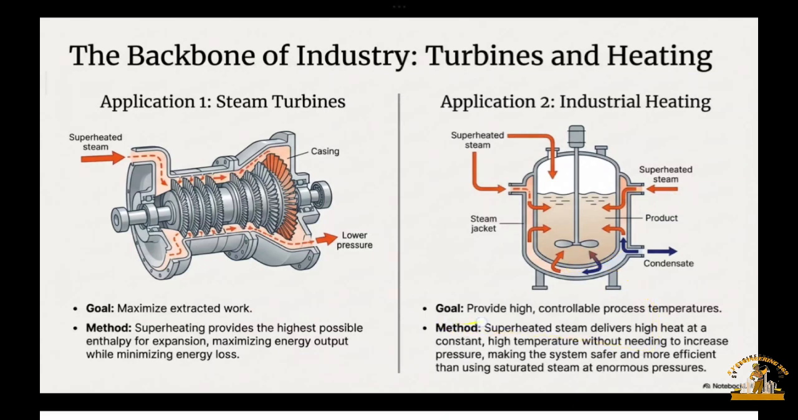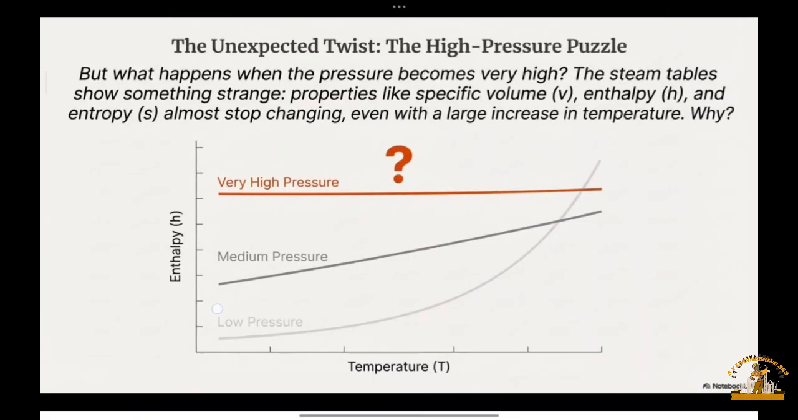The goal is to provide high and controllable process temperature. Method: superheated steam delivers high heat at a constant high temperature without needing to increase pressure, making the steam safer and more efficient than using saturated steam at enormous pressures. As we see in this, it gives us a high enthalpy with a very low pressure.